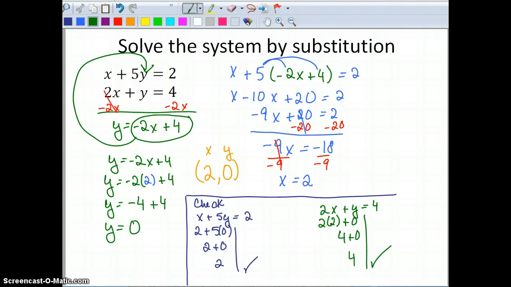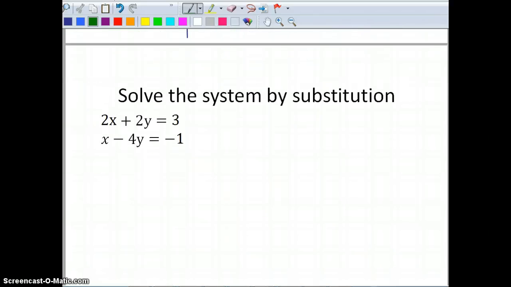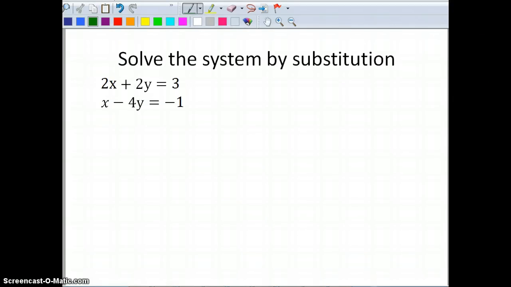So I have one more on here, and I want you to work on this one yourself. Go ahead and hit the pause button, and then I want you to come back, and I'm just going to have the worked out answer for you. So hit pause.